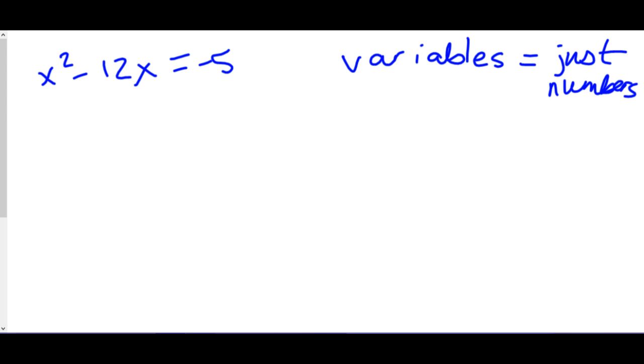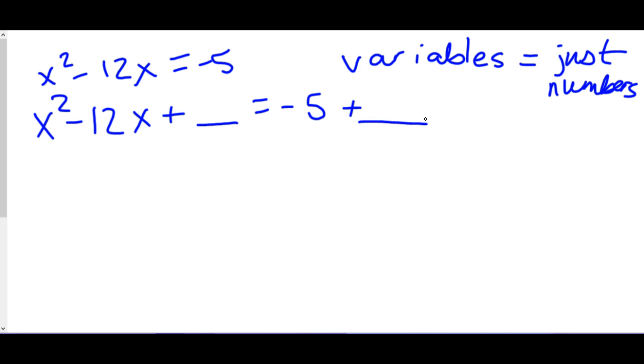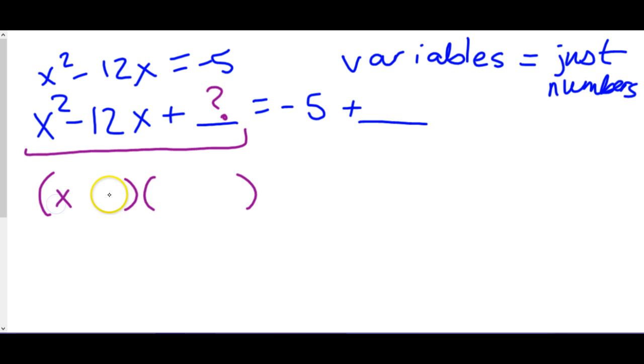So now we need to figure out, and I usually write in a blank spot to help me remember, okay, this is what I'm going to be figuring out. I need to figure out a number to put here so that when I factor this left side, the two factors match. This has to be x minus the same number, x minus the same number. These should match.